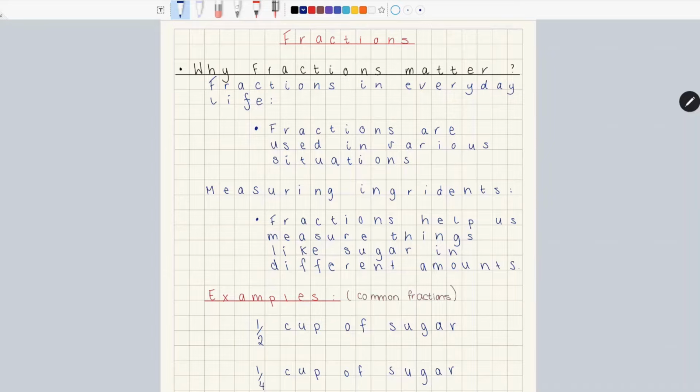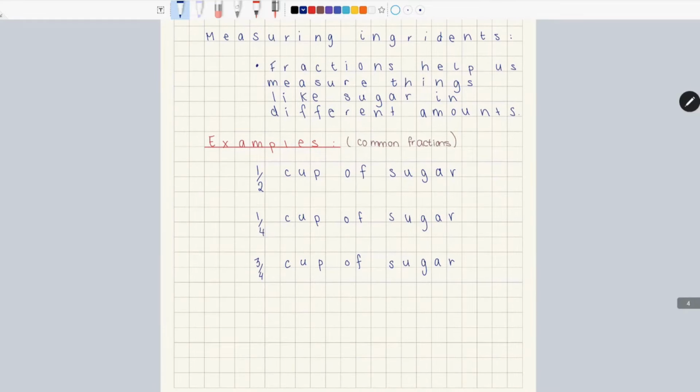So if we look at measuring ingredients, fractions will tend to help us measure things like sugar, flour, and other ingredients in different amounts. Here are some examples of common fractions that we could use in baking, cooking, and any type of cooking in the kitchen: 1/4 cup of sugar, 1/2 cup of sugar, and 3/4 cup of sugar. This will help us get the recipe accurate, but it will also help us learn fractions along the way.